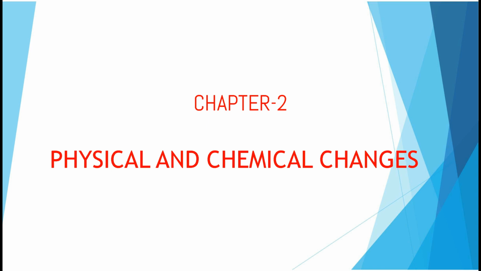Today we are going to start chapter 2. The name of chapter 2 is Physical and Chemical Changes. In this chapter we are going to study physical and chemical changes, examples, the difference between physical and chemical changes, and the conditions for chemical reactions. So let's do it one by one.